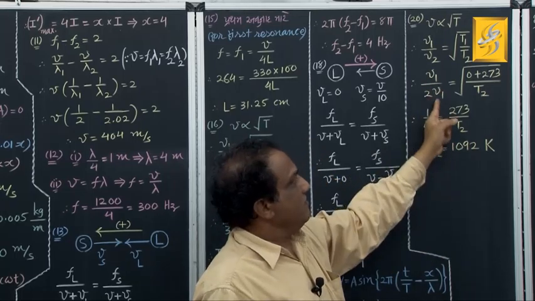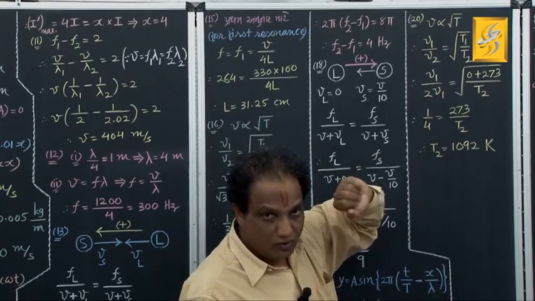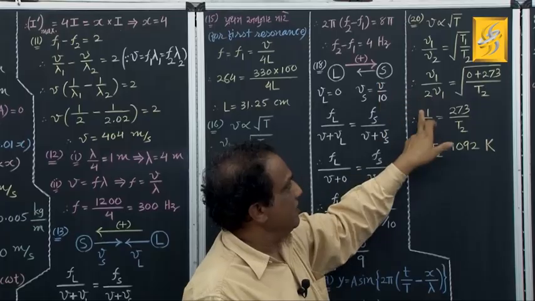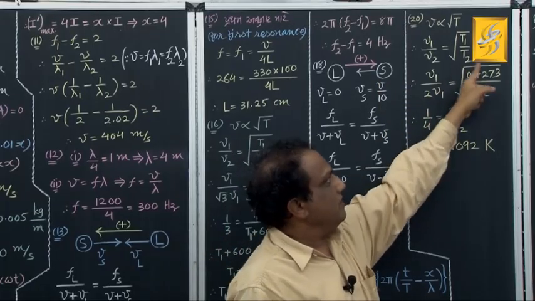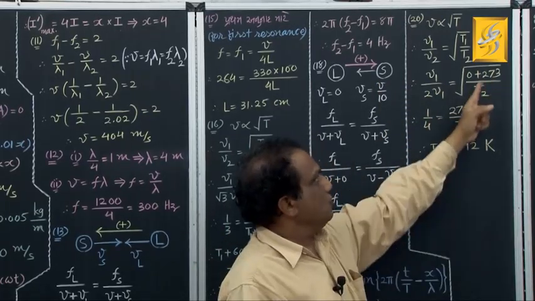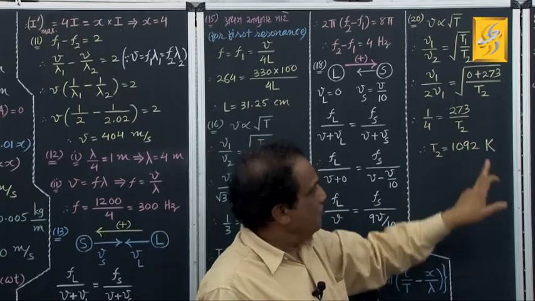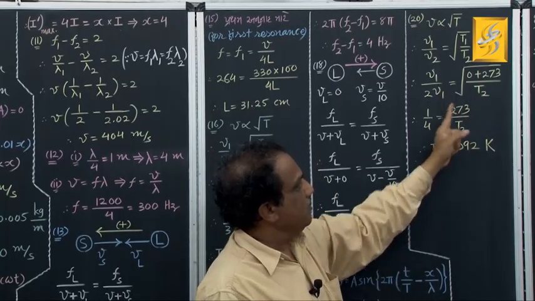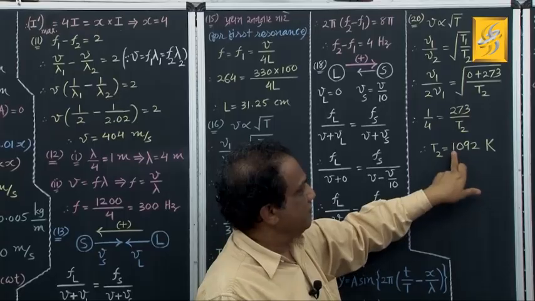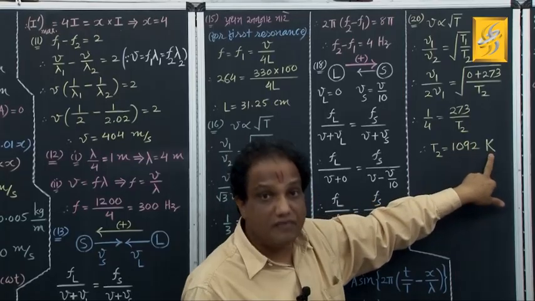Now V1 will get cancelled. Take squares on both the sides: 1 upon 2, its square is 1 upon 4. When you take the square, this square root will vanish, giving you 273 upon T2. Find out T2 from here, it will be 273 into 4. Answer is 1092, that many Kelvin.